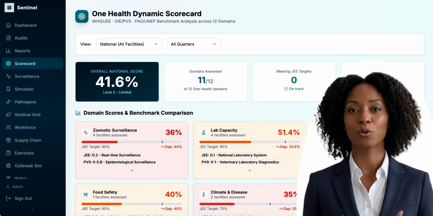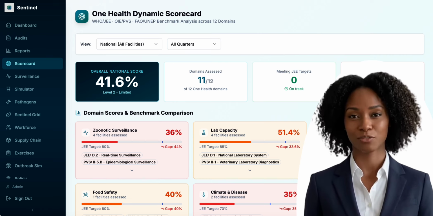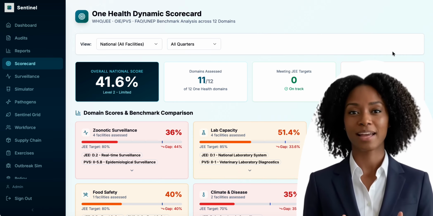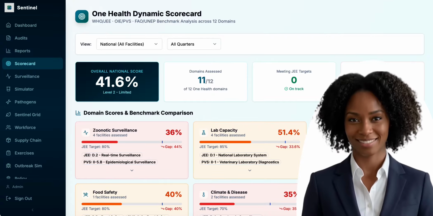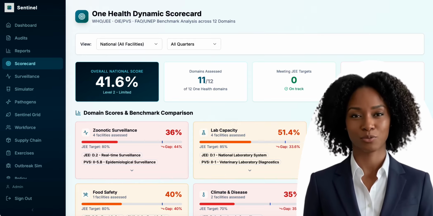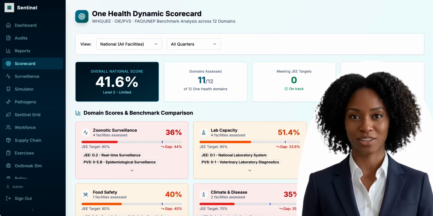Number three, prioritization of joint actions. Through color-coded or numeric outputs, the scorecard assists national One Health committees in answering a critical question: which domain exhibits the widest disparity between human and animal health capacities? The answer directly guides resource allocation for joint investments such as laboratory sharing, data integration, or collaborative outbreak simulation exercises.